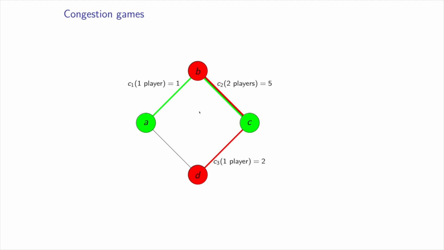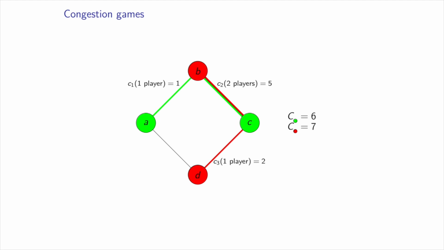And then, let us suppose we define the cost on the edges as follows. The cost of the top left edge is 1 if one player is using it. The cost on the top right edge is 5 if 2 players are using that edge. And the cost on the bottom right edge is 2 if one player is using it. Here, for simplicity, we are assuming that all weights are 1. So the load of an edge is just the number of players using that edge. Now, under this cost structure, we would get that the cost of the green player is 6 and the cost of the red player is 7. Depending on how the cost functions look like on the other edges, it might be worth for green or red to change to another strategy.